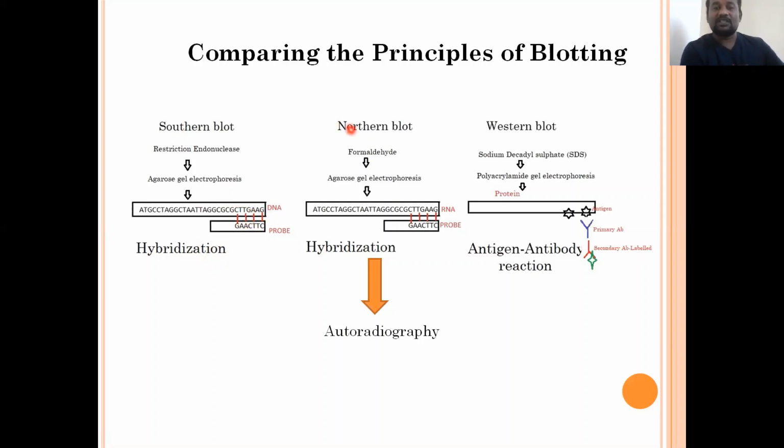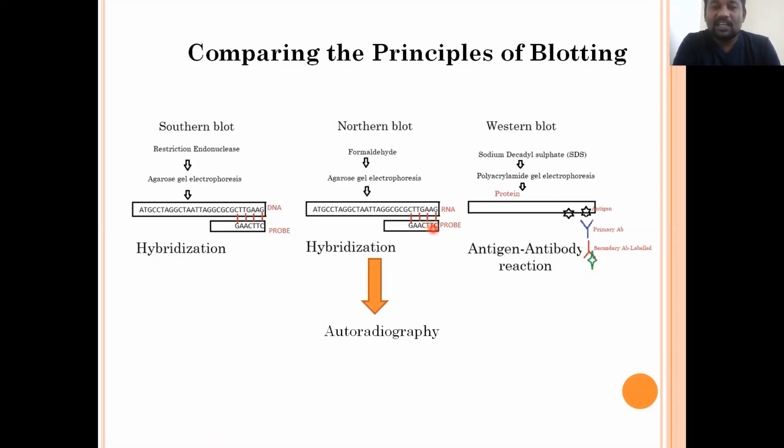When you go to the Northern blot, the same thing happens. Here we are using formaldehyde, then agarose gel electrophoresis separation, then transfer, then detection. Here also we are using a single-stranded DNA probe which is labeled with a radioisotope or some fluorescent material or any dye. This probe is complementary to the mRNA.